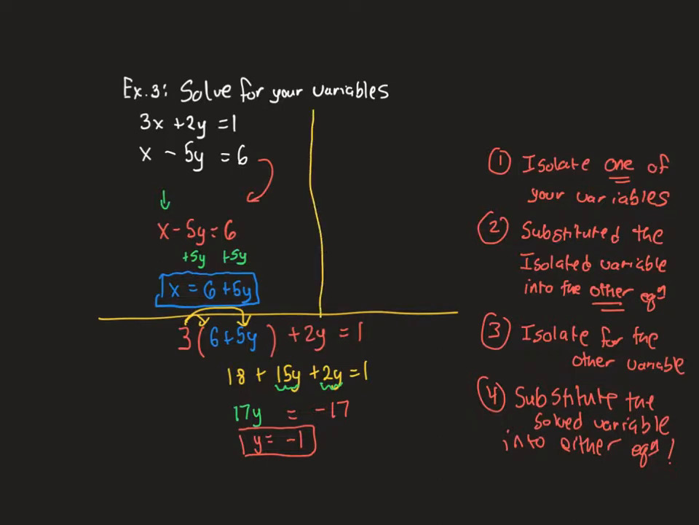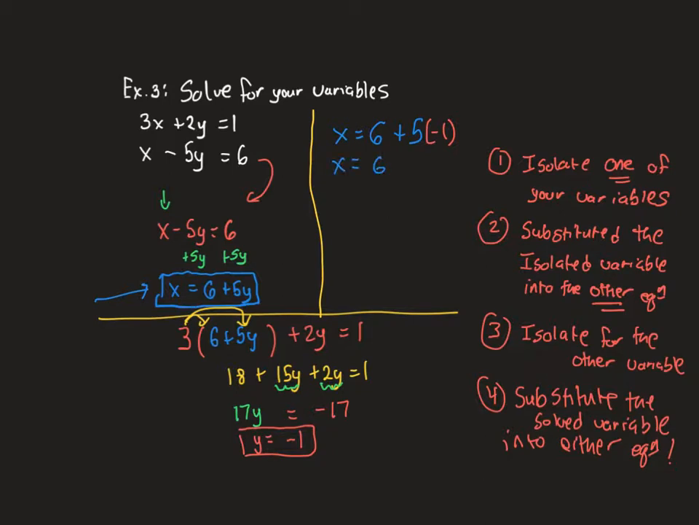So let's do that. I'm going to sub it into this one actually. So I've got here x is equal to 6 plus 5, and now I know y is -1. So x is equal to 6.